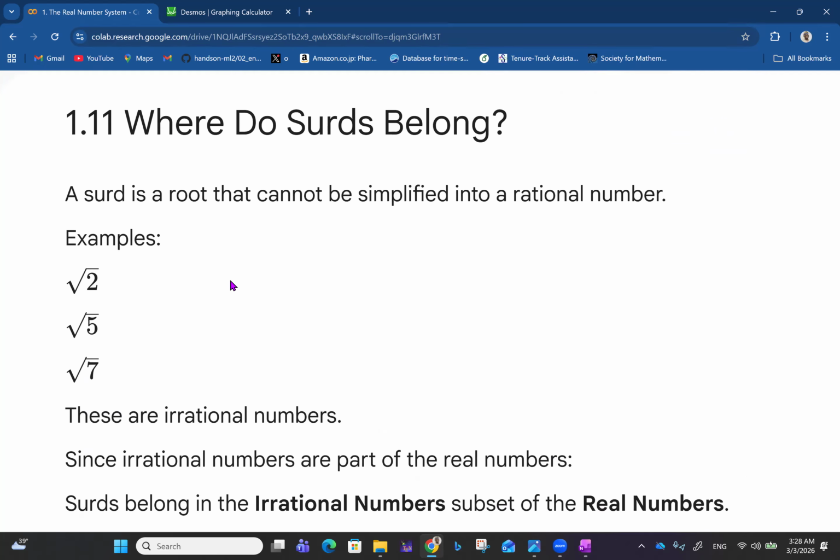So then where do surds belong actually? A surd is a root that cannot be simplified into a rational number. So any root that cannot be simplified into a rational number is a surd, right? So root 2 cannot be simplified into a rational number. Root 5 cannot be simplified into a rational number. Root 7 cannot be simplified into a rational number. So these are irrational numbers. So since irrational numbers are part of the real numbers, surds belong in the irrational subset of real numbers, like that.